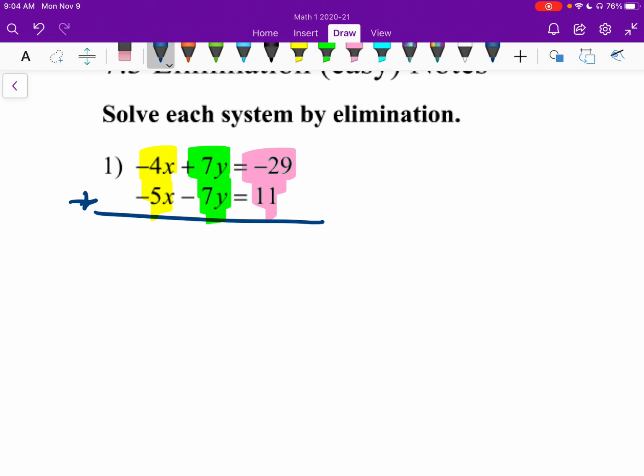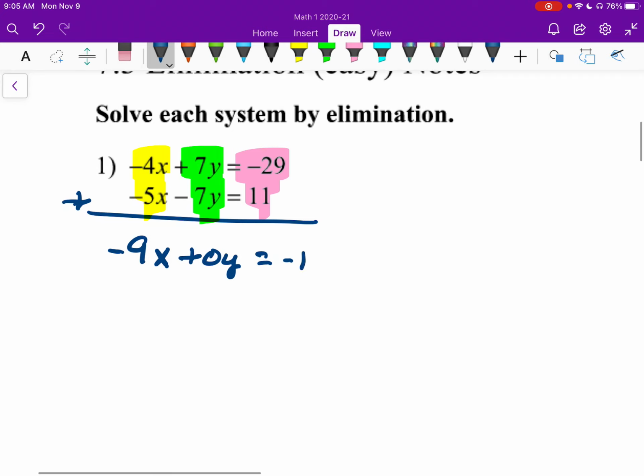So whenever I add these together, I'm going to have negative 4 and negative 5 gives me a negative 9. Try that again. Negative 9x. Positive 7 and negative 7 gives me 0. 0y. And then negative 29 and positive 11 gives me negative, what's that going to be, 18.